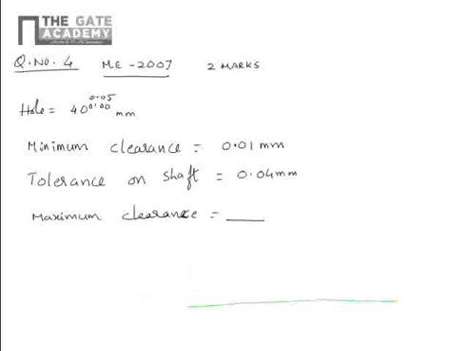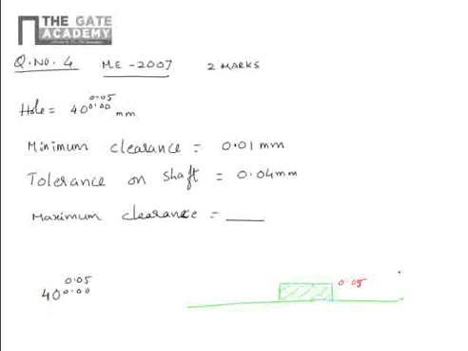He has mentioned it is clearance fit. If you look at the hole dimensions, the lower limit is 0.00. He has mentioned 40 with 0.05 and 0.00. So lower limit is 0, that means it is basic hole. This value is 0.05. So this is called tolerance as well.